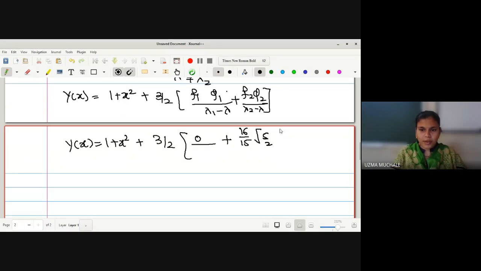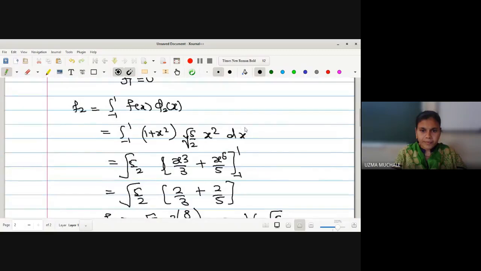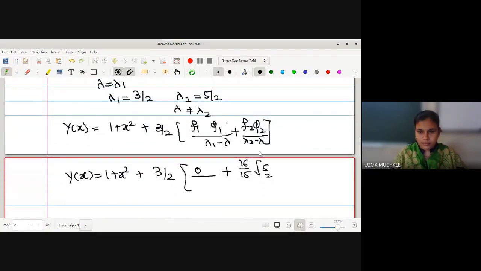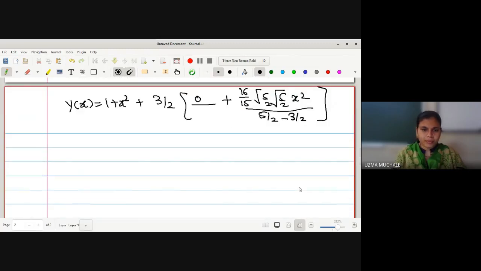Into the value of phi 2 we have root 5 by 2 into x square, which is divided by lambda 2 minus lambda. What is the value of lambda 2? It is 5 by 2, minus lambda is 3 by 2. So y of x is equal to 1 plus x square plus 3 by 2.